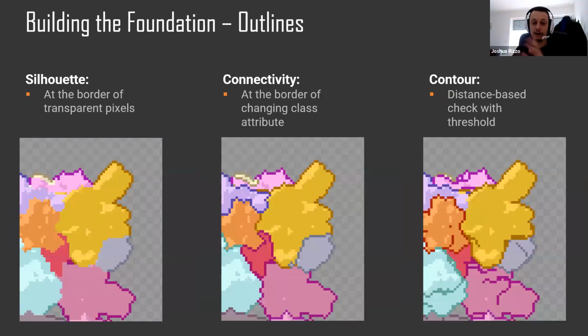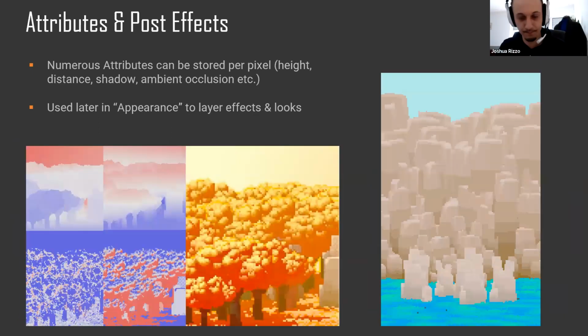Then there's the outlines. This happens in 2D space where you look for neighboring pixels. One is the silhouette, which is at the border of transparent pixels, which comes in handy if you're rendering out PNGs, for example. Then there's the connectivity part, which checks for different objects of different classes and draws the outline there. And then there's the contour one, which does a distance-based check with a threshold that you can adjust.